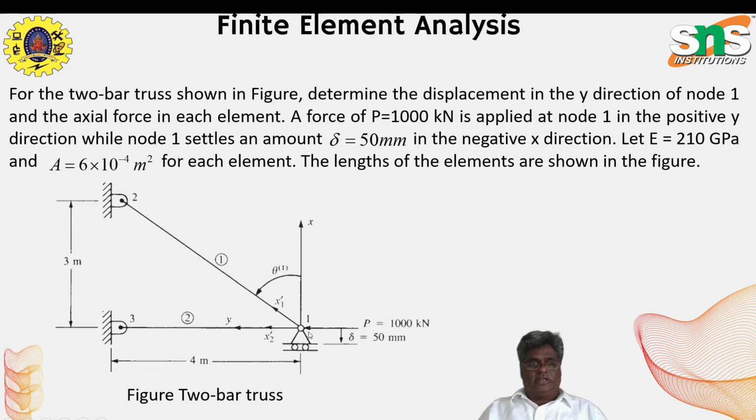Here the length of element 2 is 4 meter. Then the span between the fixed supports is 3 meter.